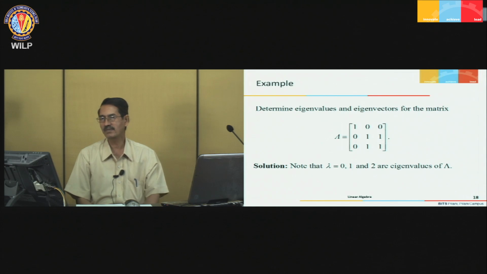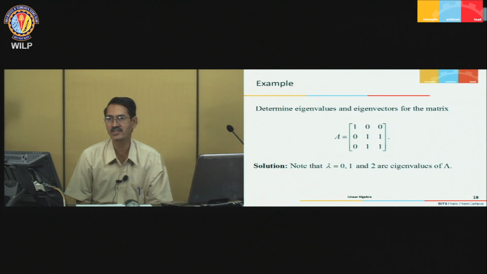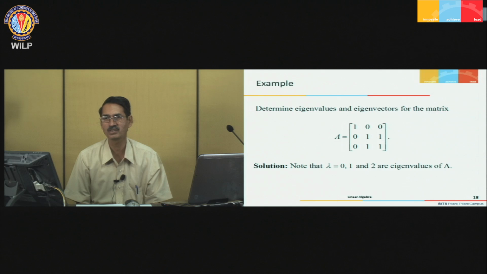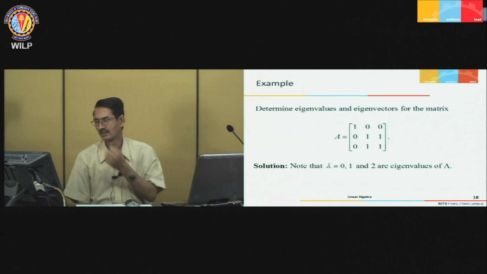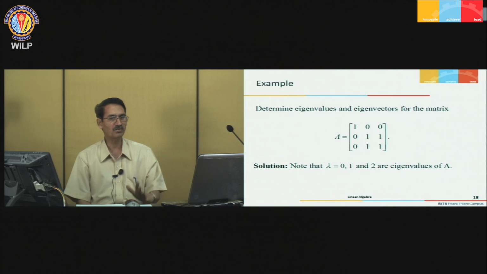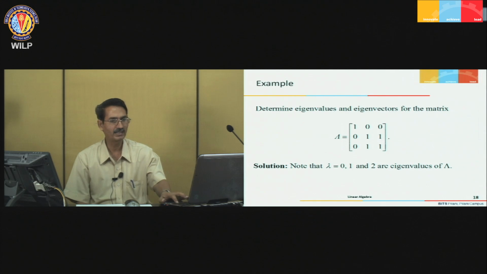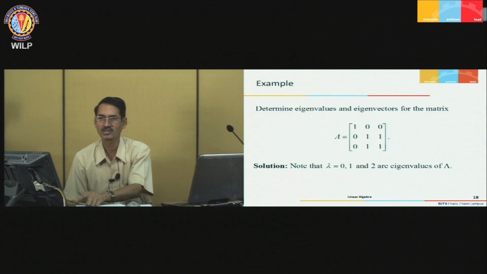Here A is given to be a 3 by 3 matrix, and we are interested to know all possible eigenvalues and the corresponding eigenspaces and sets of eigenvectors. I have written here directly that lambda equals 0, 1, 2 are eigenvalues of A, but how? You can see from the next slide that if lambda is an eigenvalue of A, then determinant of A minus lambda I must be equal to 0.